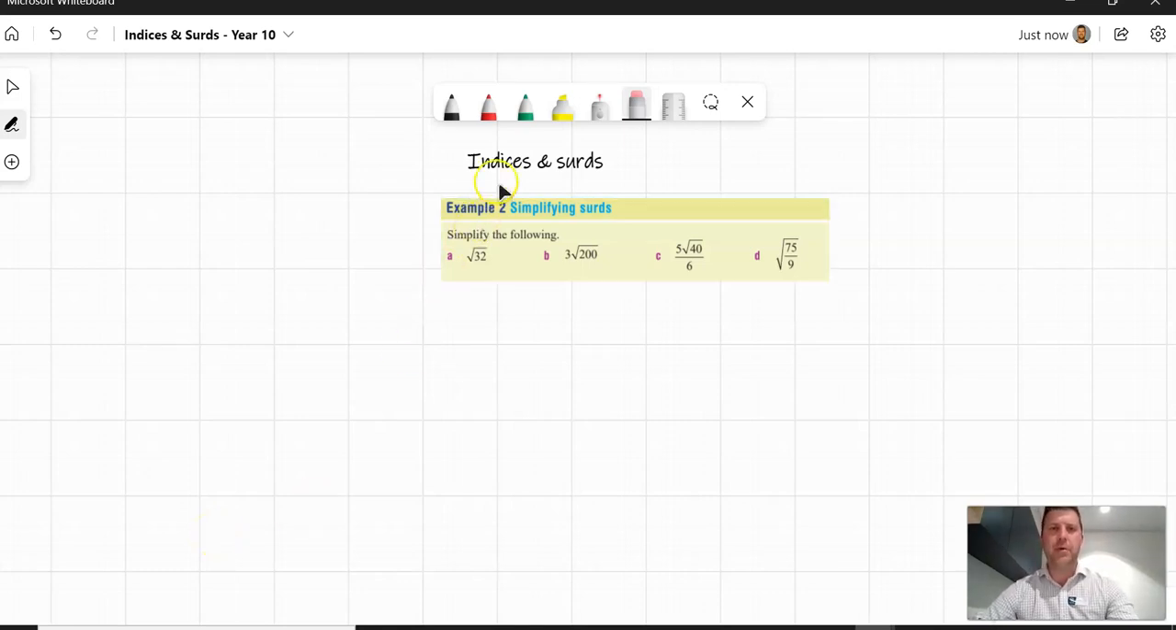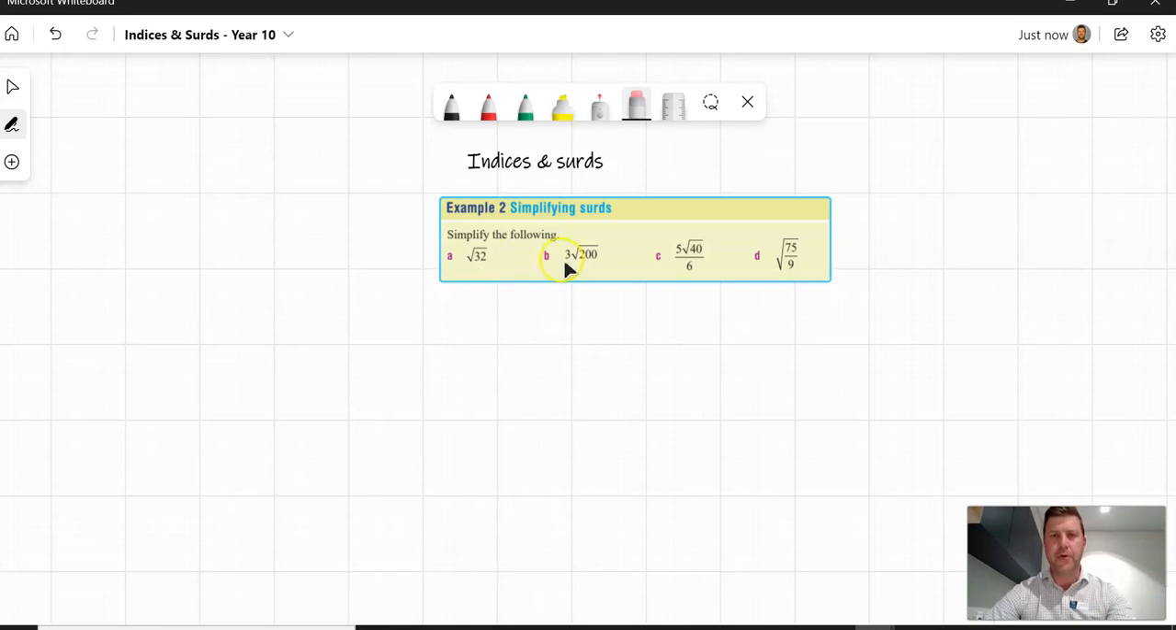Part of our next topic, which is indices and surds, involves simplifying surds. So that's the first thing I'm going to show you in this topic. And I'm going to go through today these four examples and how to simplify them using square factors. Now, what I mean by square factors, I'm talking about a square number that is a factor of the number underneath that square root sign.